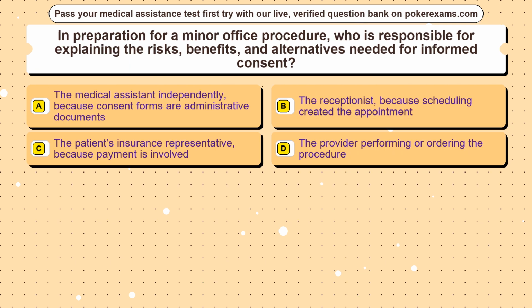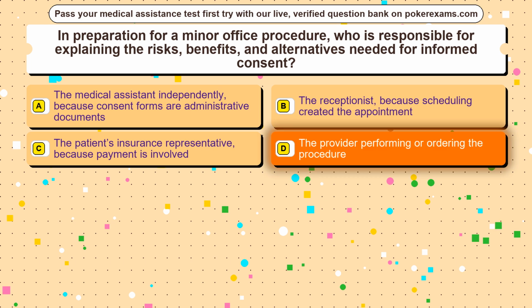Question 82. In preparation for a minor office procedure, who is responsible for explaining the risks, benefits, and alternatives needed for informed consent? Option A. The medical assistant independently, because consent forms are administrative documents. Option B. The receptionist, because scheduling created the appointment. Option C. The patient's insurance representative, because payment is involved. Option D. The provider performing or ordering the procedure.